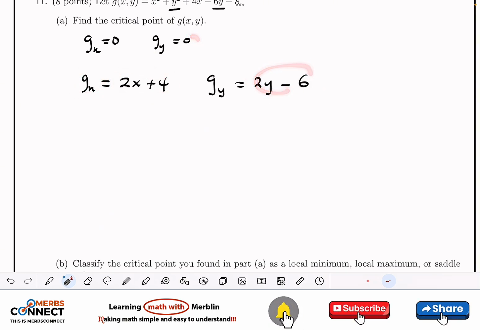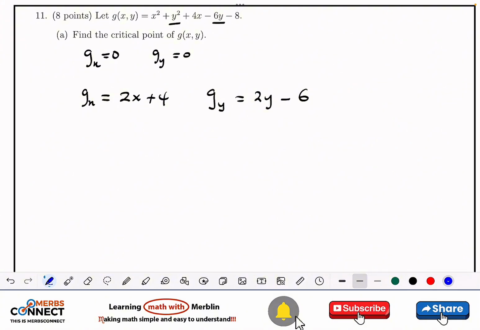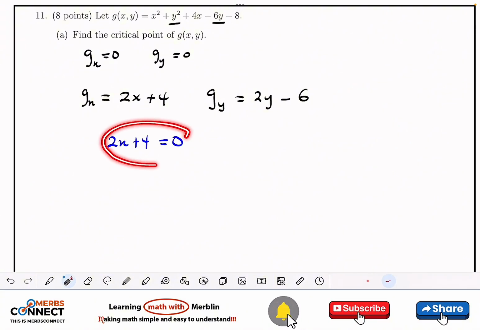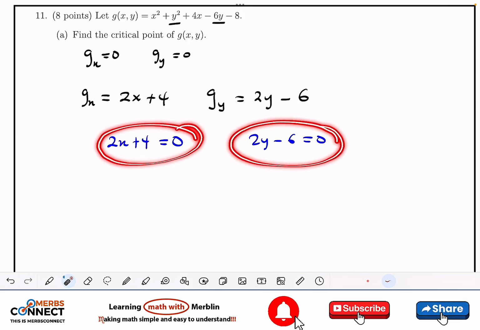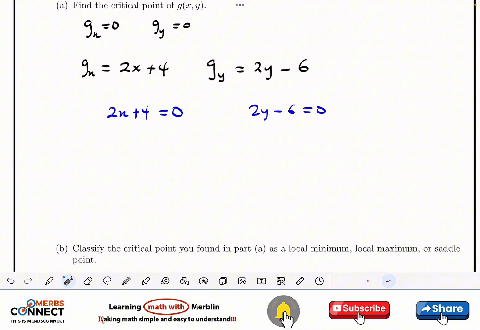Interesting. So for critical point, this should be equal to 0 and this is also going to equal 0. So we are so fortunate. Why am I saying that? It's because 2x plus 4 is equal to 0, and this one is in terms of only one variable. So we can just find x here. Let me write this one too: 2y minus 6 is equal to 0. This is in terms of only x. This is in terms of only y. So we don't need to solve it simultaneously like what we've been doing in class, right? So what we just need to do is find x here.